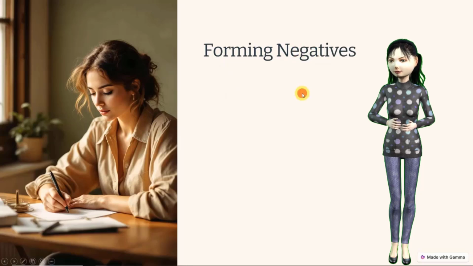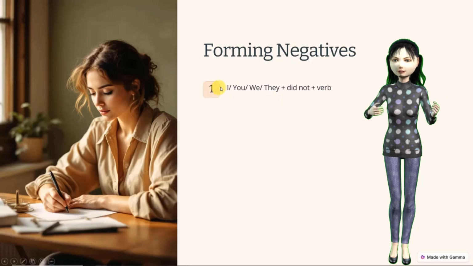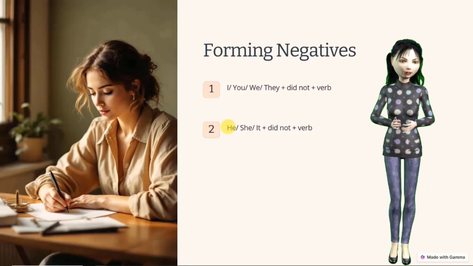Now let's have a look at forming negatives. So, I, you, we, they. Once again, you see the I, you, we, they are grouped together. Did not plus the verb, or didn't for short. He, she, it is also all grouped together. Did not plus the verb. So, he, she, it did not work yesterday. Or I, you, we, they didn't work yesterday.